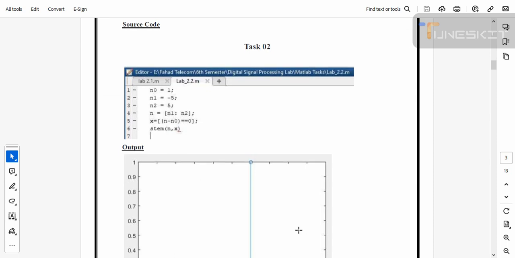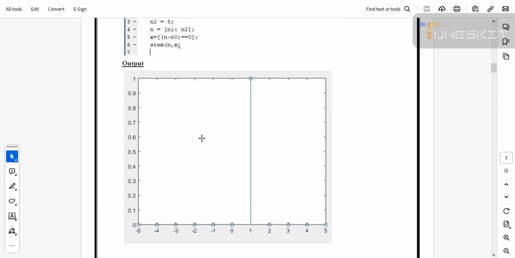In task number 2, we have the same functions and same conditions, but with changed values of constants: n0 is equal to 1, n1 is equal to -5 and n2 is equal to 5. So the given condition is x equal to n minus n0 equal to 0. We are using the stem command, which is used to plot discrete functions. When we run this code, we obtain this graph. As we can see, it plots a graph with a single value of 1.